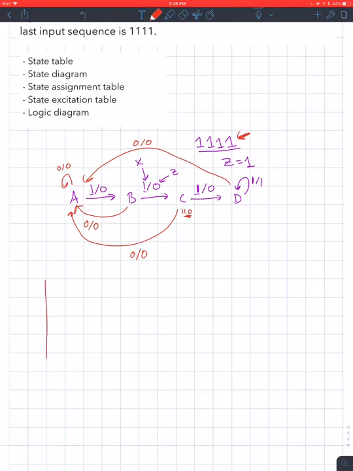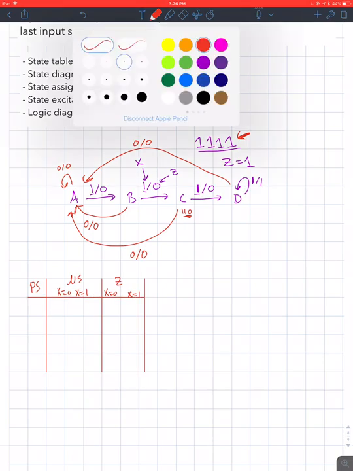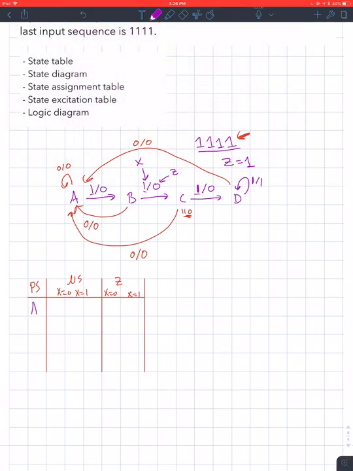So now when we do our state table, we're going to have our present state, our next state, and our output. But we know that our output Z is going to have two columns, X equals 0, X equals 1, because it's a Mealy. So now my present state, I'm just going to fill it with my states. So I have A, B, C, and D. So A, B, C, and D.